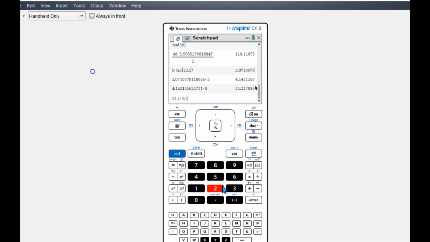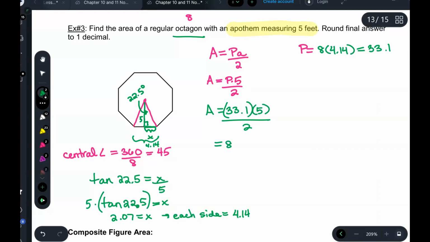times 5 divided by 2. Sorry, continue. Just give me a second. So 82.8.